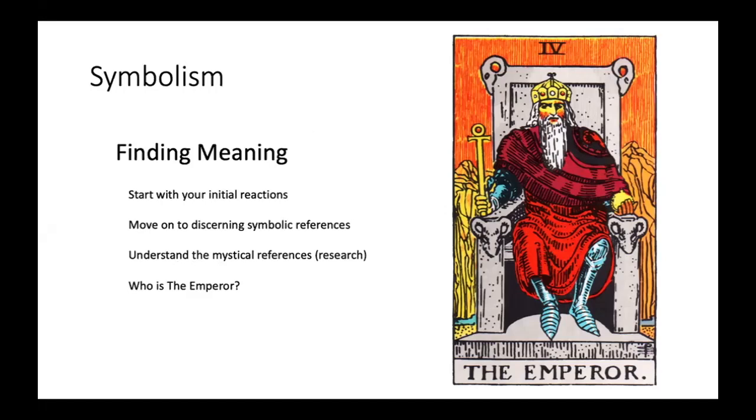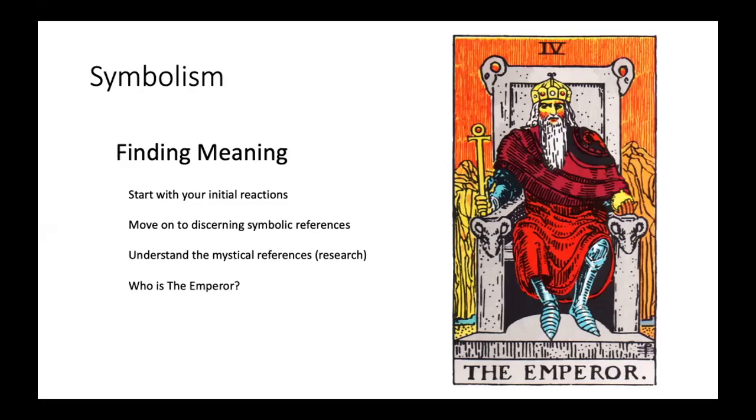So you've got to find the meaning. Start with your initial reactions, move on to the symbolic references, understand the mystical references, research, and ask yourself, who is the emperor? And if you ask yourself that question in a material sense, like with the Empress, you can think of examples of physical emperors and empresses, if that's a good word, that have ruled. We could all think of emperors, think of some of the Roman emperors, but also link back in history, biblical history. Think of King Solomon, for example, who was said to be the wisest of all.